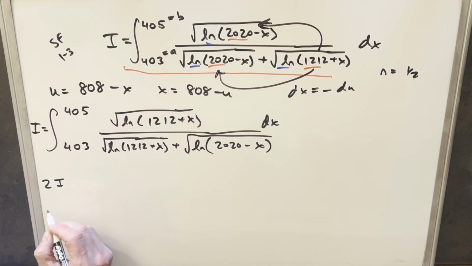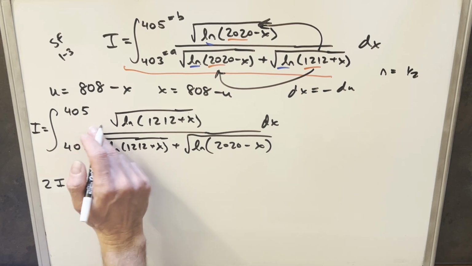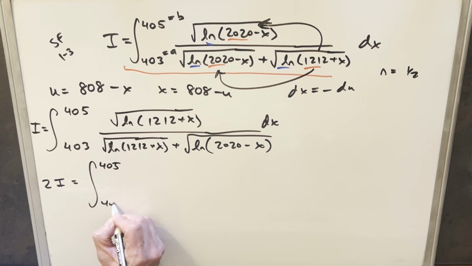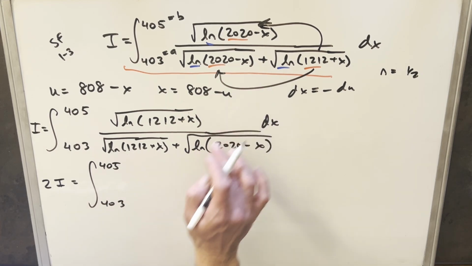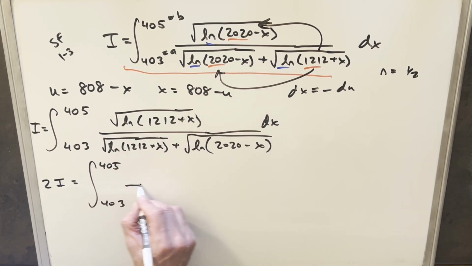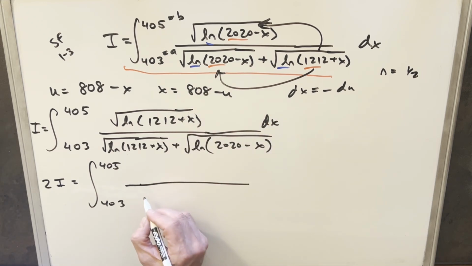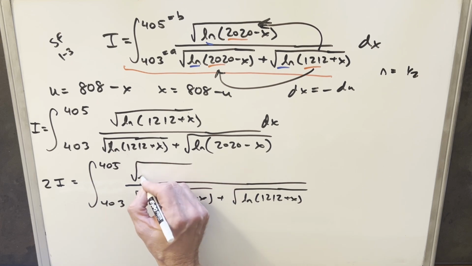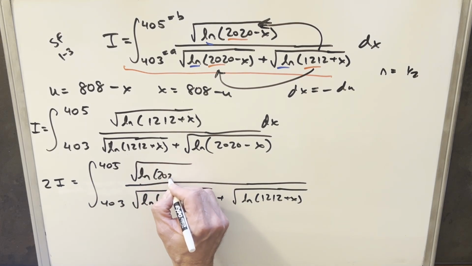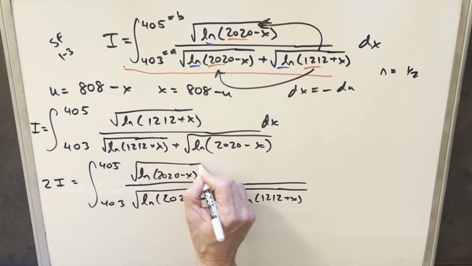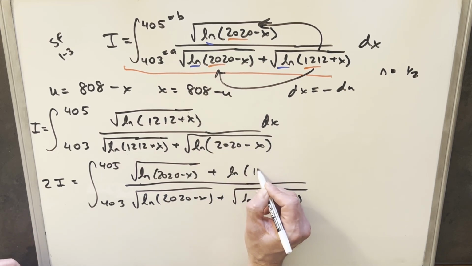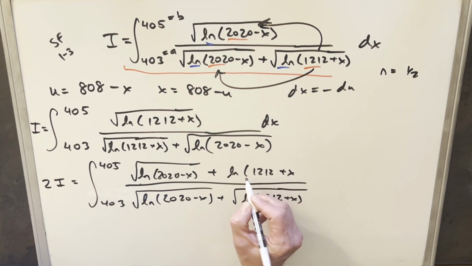So we'll get 2 copies of the integral. We have the same bounds here, so this is going to be 403 to 405. Notice our denominator is the same, just in a different order. Okay, so we can add these together and combine it into one integral. So now let's add the numerators. We're adding this one here, natural log 2020 minus x, and then we're adding it to this one. So this one's going to be natural log 1212 plus x.